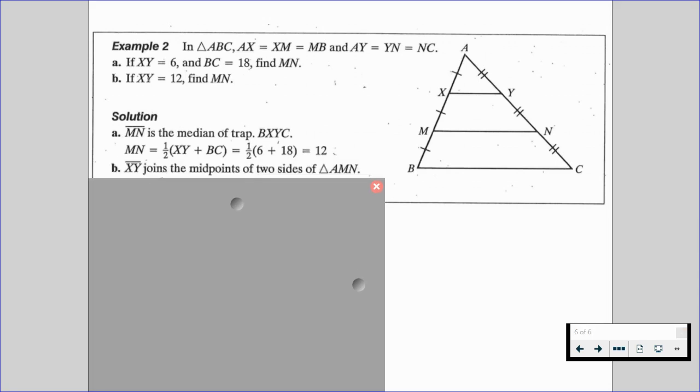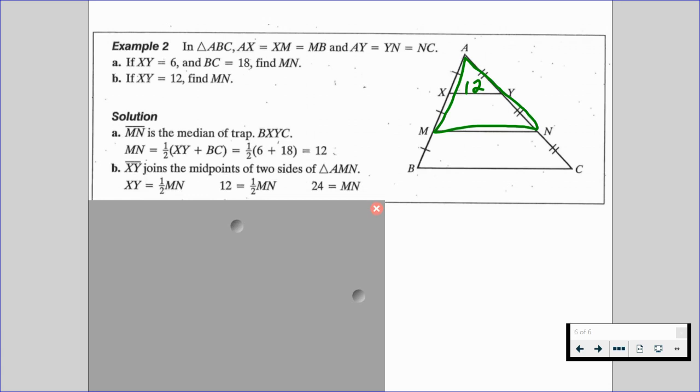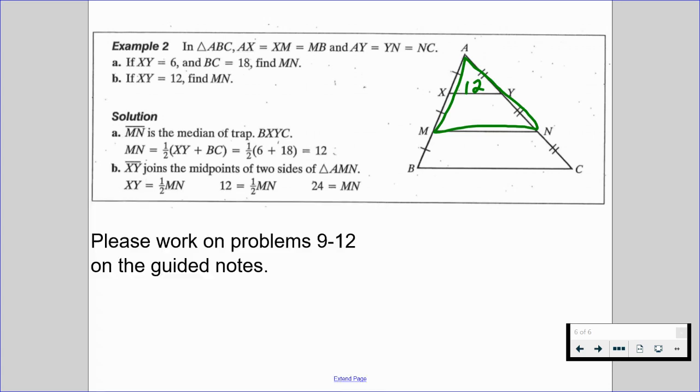For part B, again, XY is equal to 12, and we want to find the length of MN. So XY is 12, and we know that XY joins the midpoints of the two sides of triangle AMN. Well, since XY connects the two midpoints of the two sides of the triangle AMN, it's going to be half of the base MN. So XY is equal to half the base MN. We know the length of XY is 12, and again, that's still equal to half of our base MN. So we double both sides, and we end up with a length of 24 for segment MN.